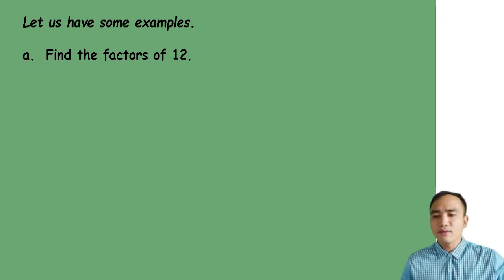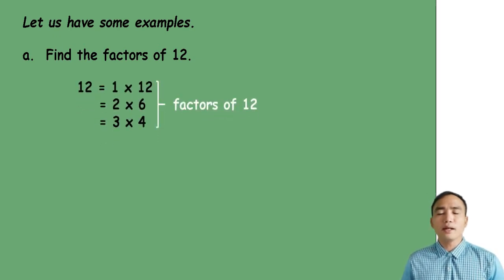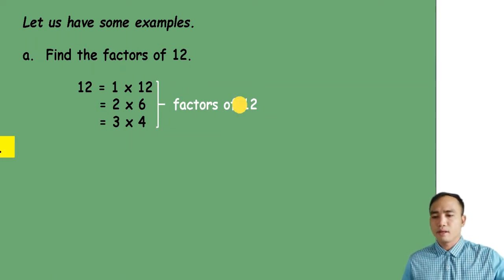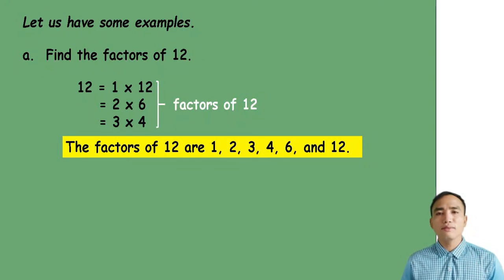Letter A, find the factors of 12. So 12 could be the product of 1 and 12, 2 and 6, or 3 and 4. The factors of 12 are 1, 2, 3, 4, 6, and 12.